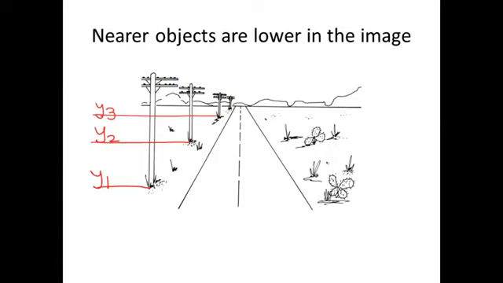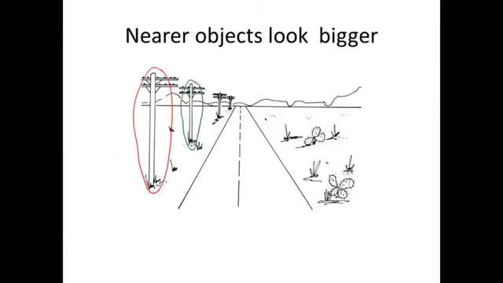Okay, here's another observation. Nearer objects are lower in the image. Here I have denoted by y1, y2, y3 the y coordinates of the feet of these poles, and you'll notice that the nearer pole has a foot y1 which is closer, which is lower in the image. Nearer objects look bigger. This again should not be a surprise. So let's take up some of these properties and try to prove them mathematically.